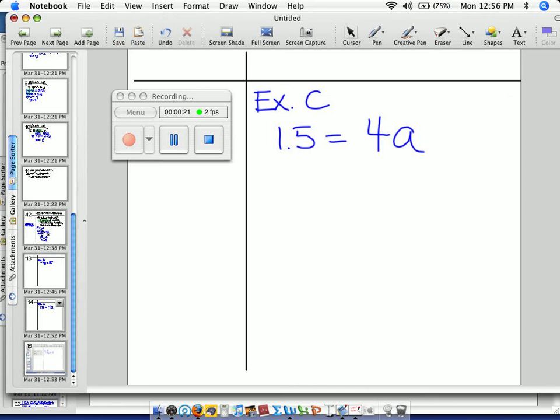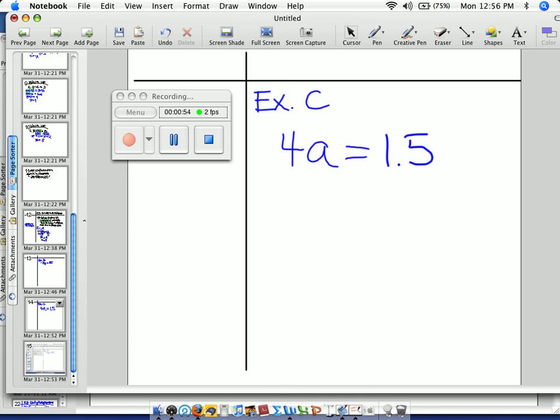One of the strange things about example C is that the variable is no longer on the left side, it's on the right side. So what I'm going to do is move the 4A to the left, and move the 1.5 to the other side. But there's a little problem. The equal sign has to be changed as well. So I am rewriting the problem so that it looks handy and easier to work for me.